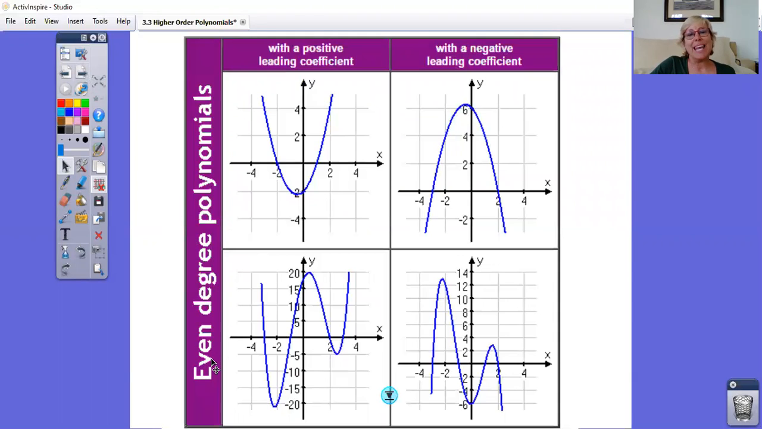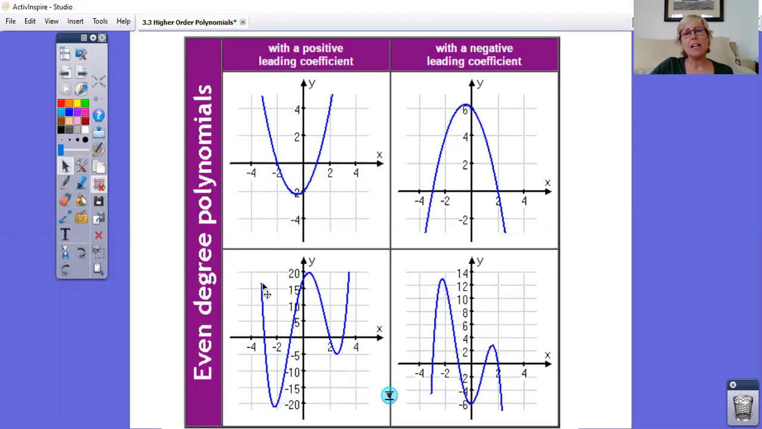So let's look at even degree polynomials. This is a quadratic, degree 2, and a positive lead coefficient means concave up like a cup. Over here, a negative leading coefficient, concave down like a frown. This has a degree of 4. This is a degree 4 polynomial.